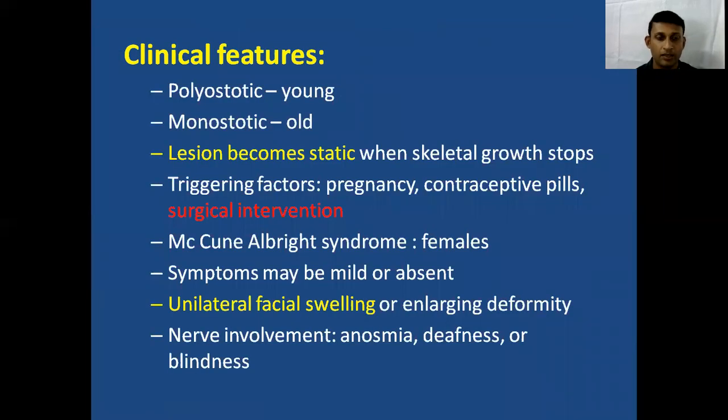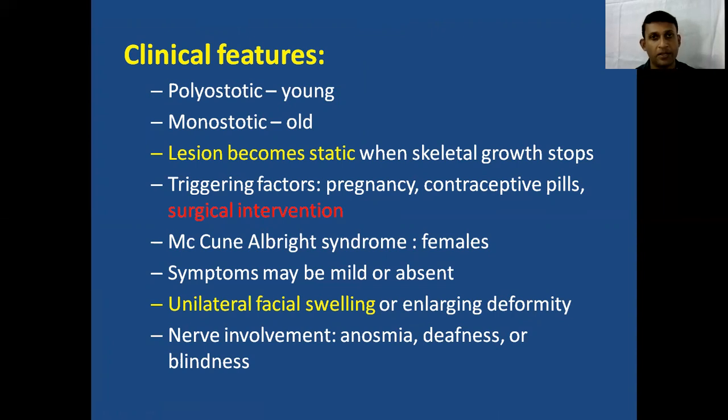Clinical features. As I said before, fibrous dysplasia commonly affects young individuals, but when it affects young individuals, usually it will be polyostotic, that means multiple bones will be affected. And in older individuals or young adults, usually it affects only one bone, and it is called monostotic. These lesions become static when skeletal growth stops.